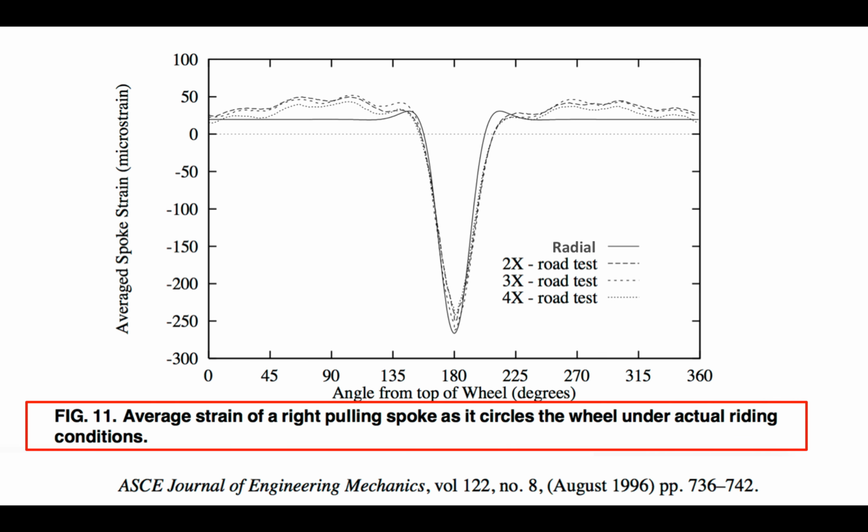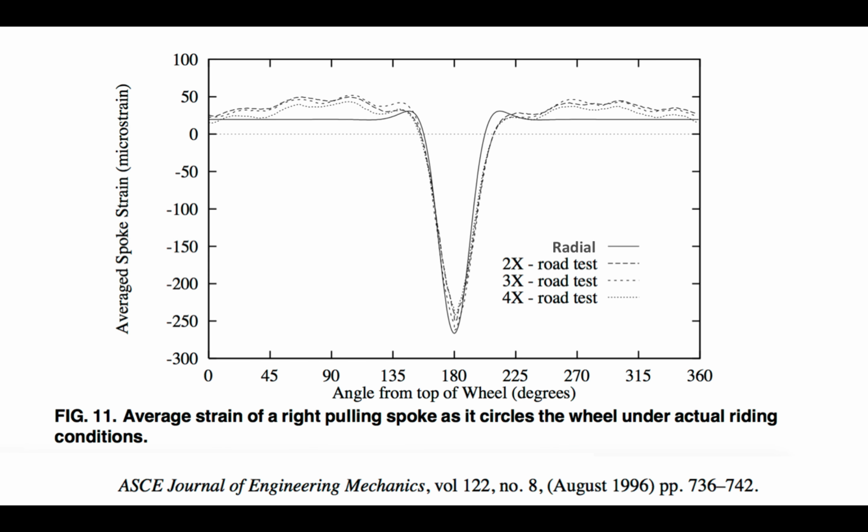As you see in the explanation for this graph, we're looking at the average strain of a right, as in drive side, pulling spoke as it circles the wheel under actual riding conditions. On the y-axis is microstrain, and on the x-axis is the angle from the top of the wheel. So 0 degrees is at the top, 180 degrees at the bottom.